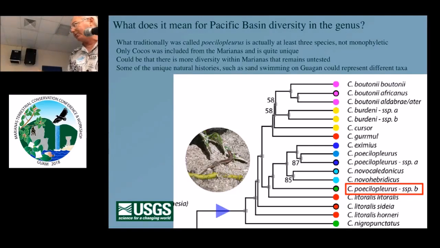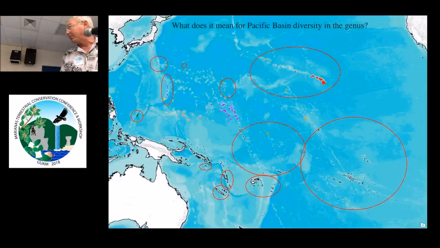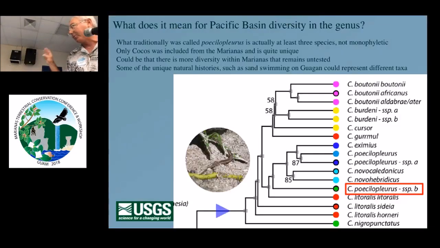So I'm going to zoom into this tree a little bit more. This is now just the tree for the Pacific poecilopleurus-type things. And so what does this mean for the diversity within the genus within the Pacific? What we traditionally called poecilopleurus is actually at least 3 species that are not monophyletic.